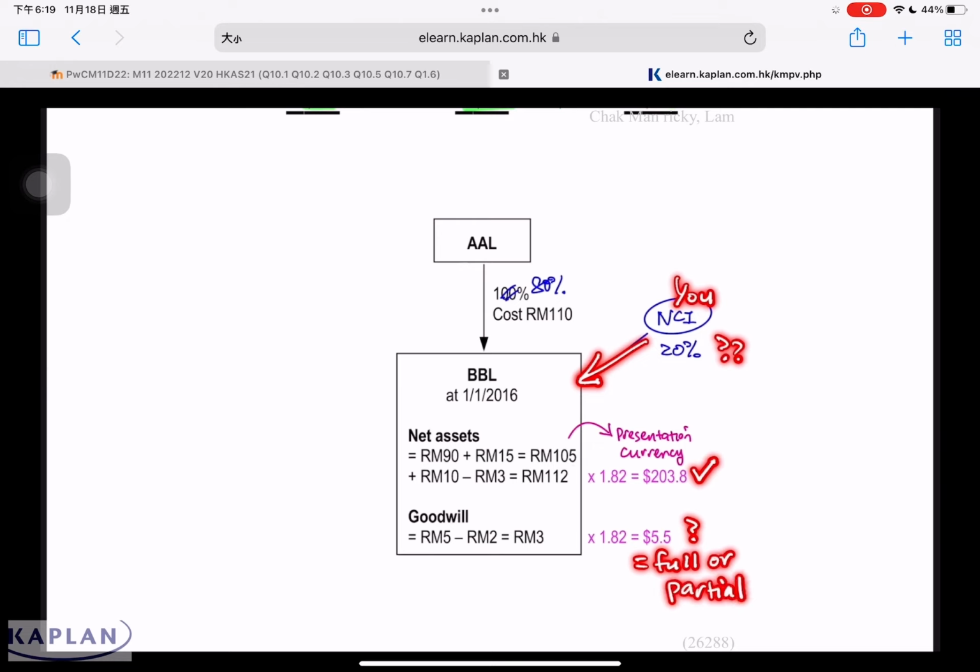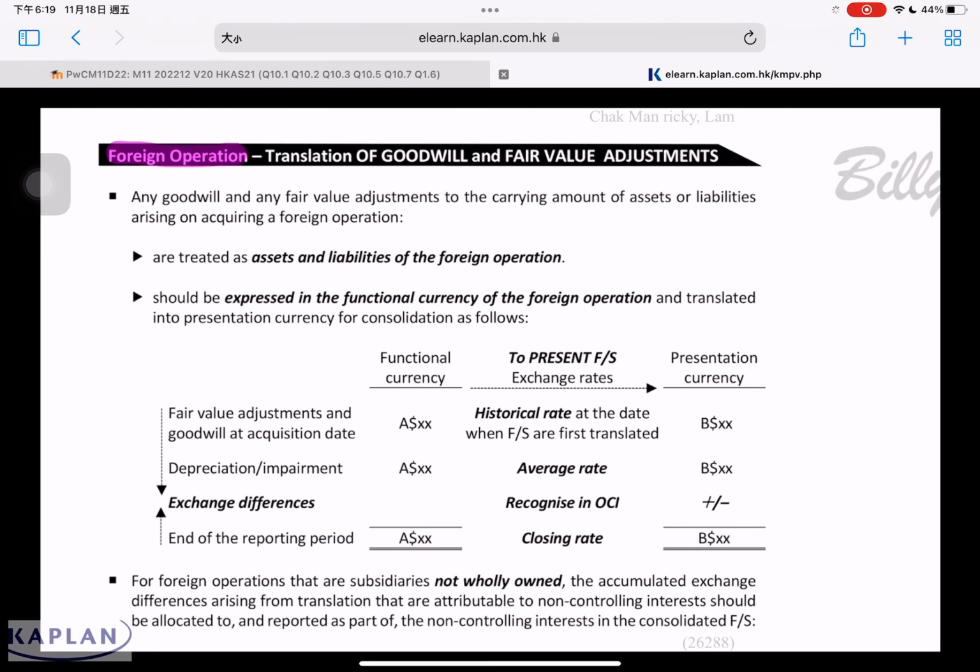If it's a full goodwill, NCI have a share. NCI share the adjustment, including translation differences. If it's a partial goodwill, NCI do not have a share, so NCI do not share the adjustment. Can refer to notes: foreign operations, translation of goodwill and fair value adjustment. Questions will be different, but the principle will be the same. So you need to apply the same principle to different questions.